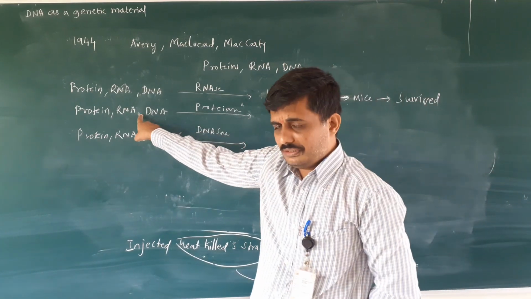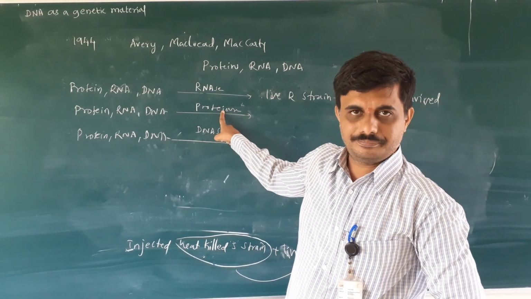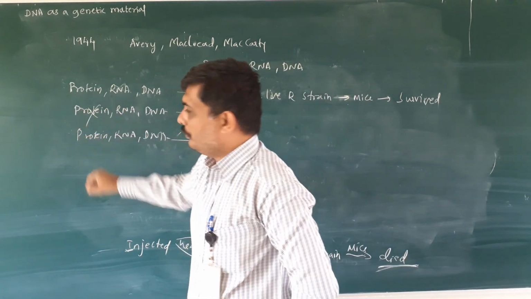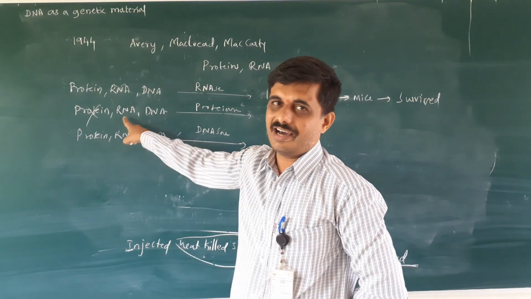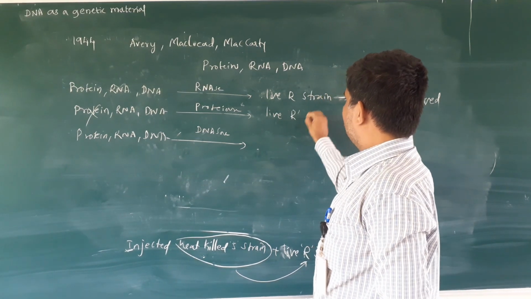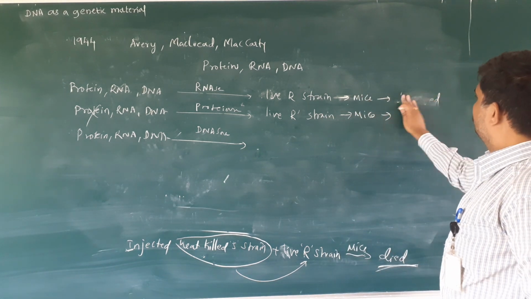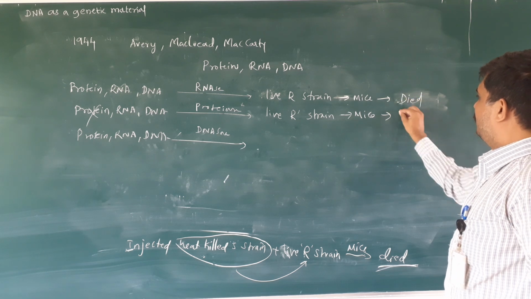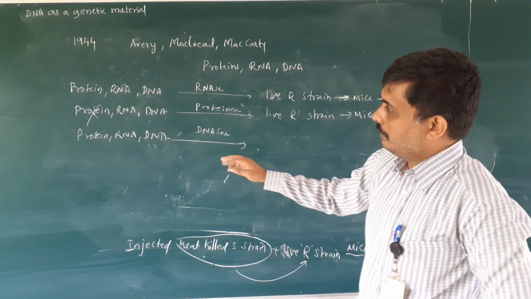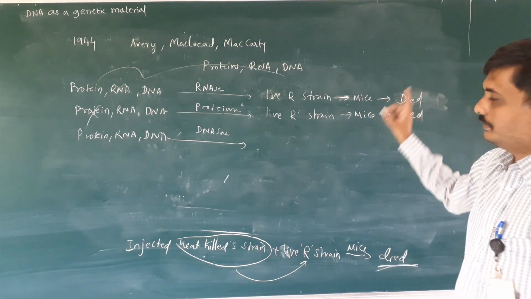Then the materials extracted from heat-killed strains are treated with the proteinase enzyme. That proteinase enzyme is responsible for destroying the protein. So what components remain? RNA and DNA. When they were combined with the R strain, the mice died. The mice died because RNA is not the genetic material; some material, the DNA, was transferred to the R strain, and the mice got it.